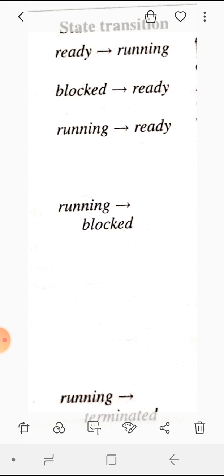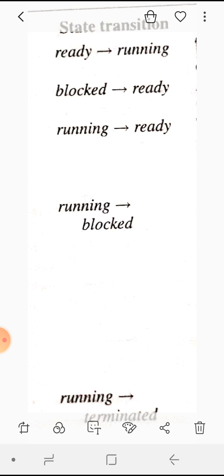Next you can have running to blocked. Running to blocked means your process is asking for an IO operation, or it is requesting memory or some other resources. Similarly, you can have running to terminated. Running to terminated is done when your process is completing its execution. It can be a self termination or it can be exceeding resource utilization. In both cases you can have the state transition from running to terminated.